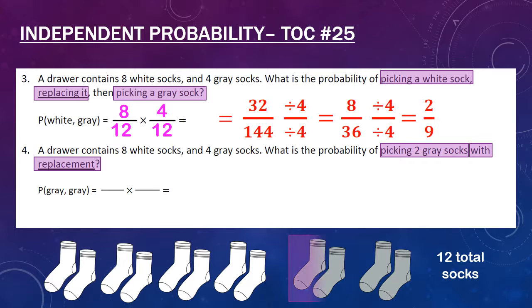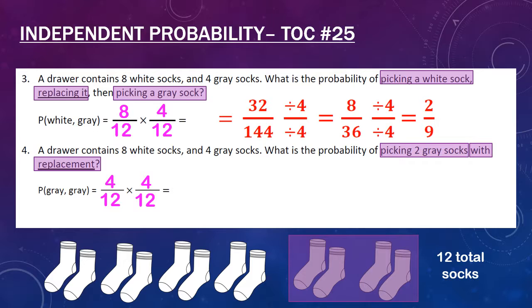So, first example, there are 4 gray socks. That's my favorable outcomes out of the 12 total socks. Remember, even though I'm trying to pick gray, the white ones are still in my drawer, so that makes the 12. And then if I put my gray sock that I chose back, I'm going to try to draw again. I still have 4 gray socks out of 12.